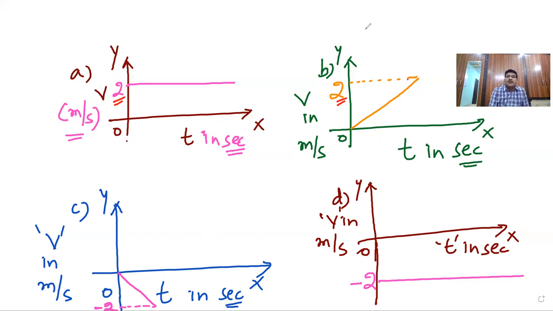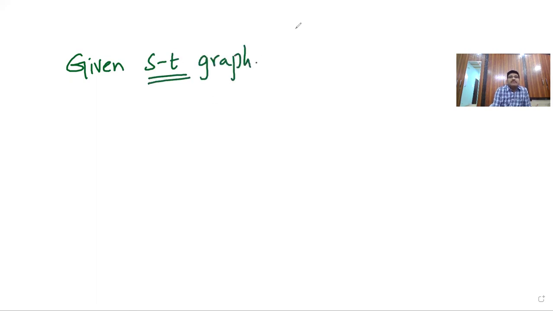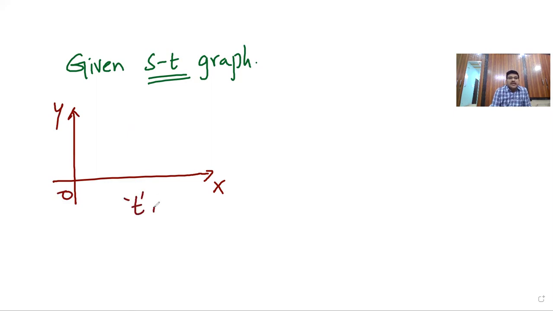Now let us go to the solution of the problem. What is the given graph? Given is an S-T graph. We are provided with a displacement time graph. Let us analyze the given graph. This is the x-axis, this is the y-axis. On the x-axis is time in seconds, and on the y-axis is displacement in meters.